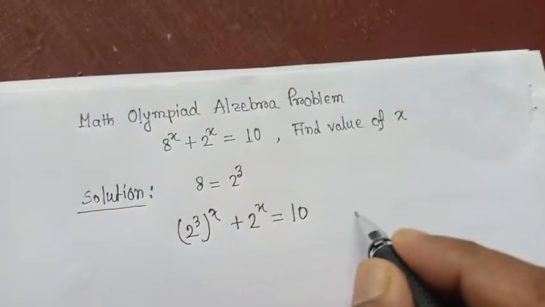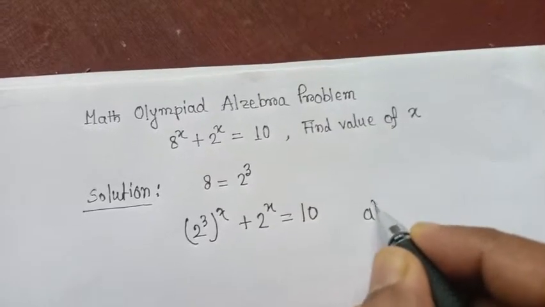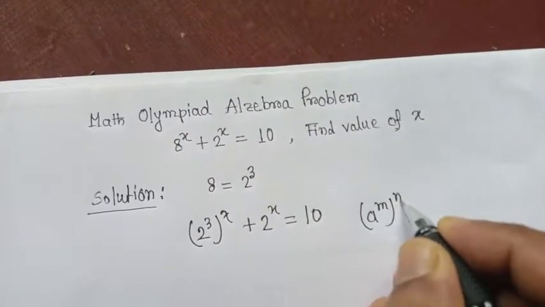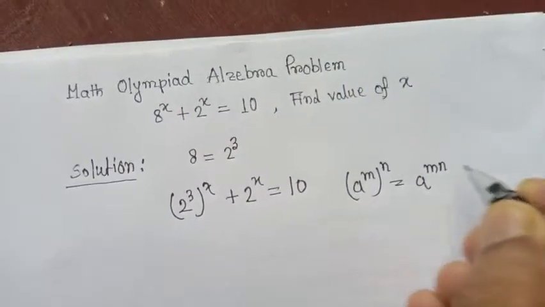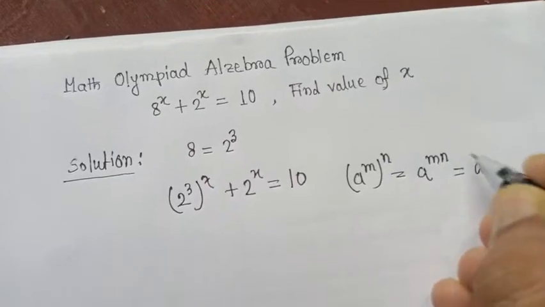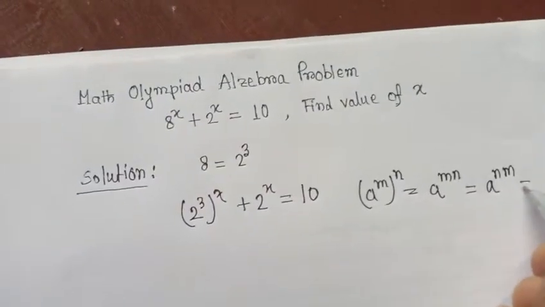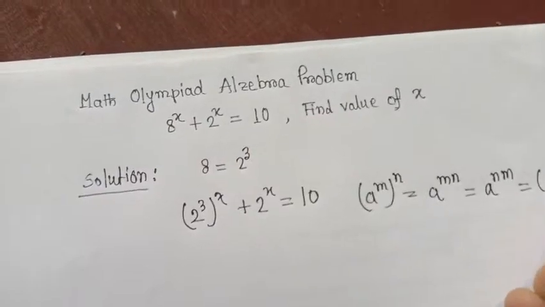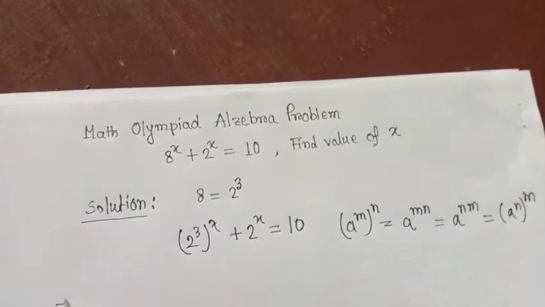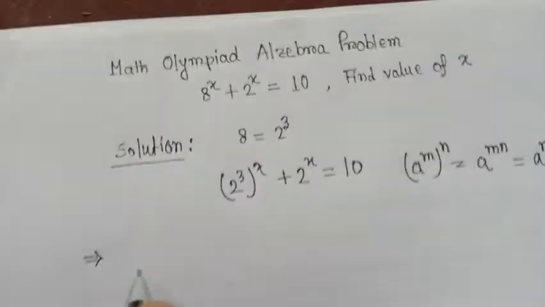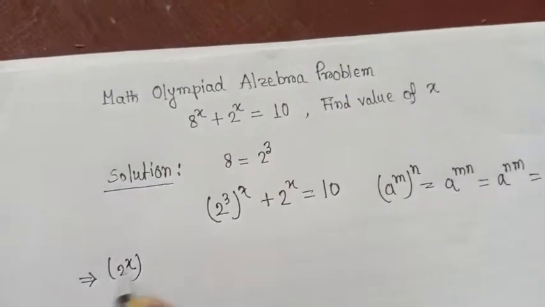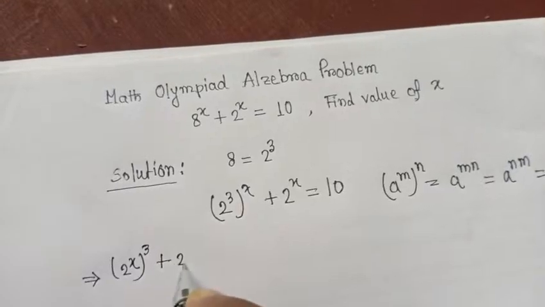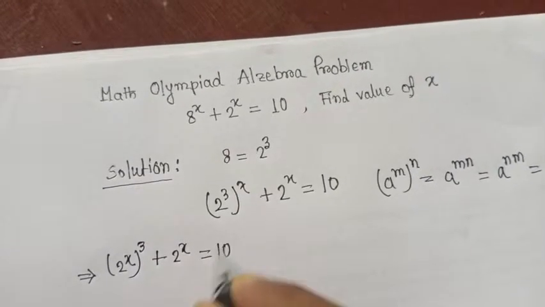Now we know the formula a to the power m to the power n equals a to the power mn equals a to the power nm equals a to the power n to the power m. So the equation becomes 2 to the power x to the power cube plus 2 to the power x equals 10.